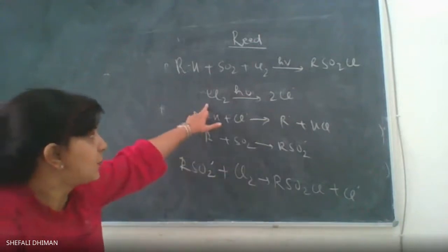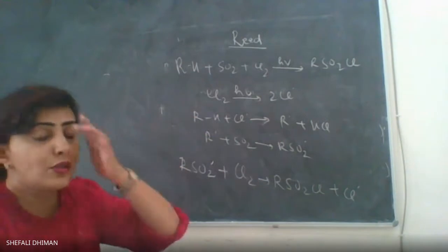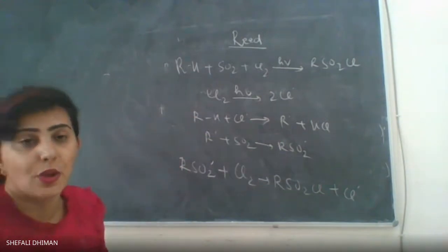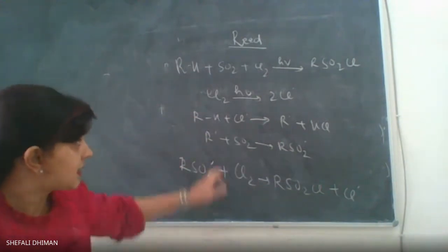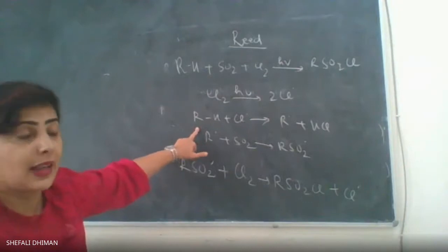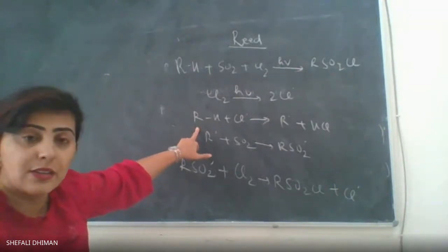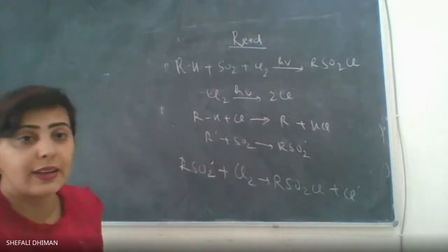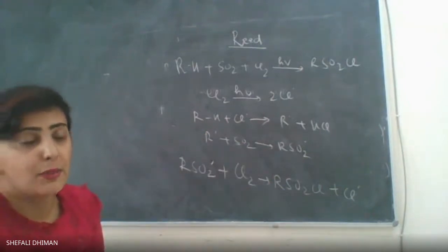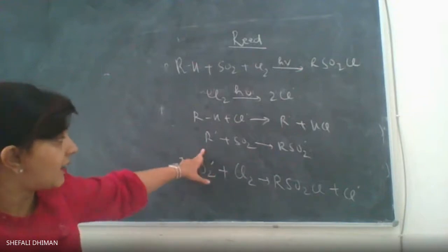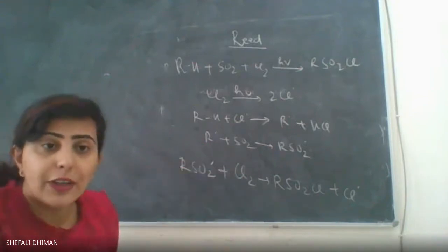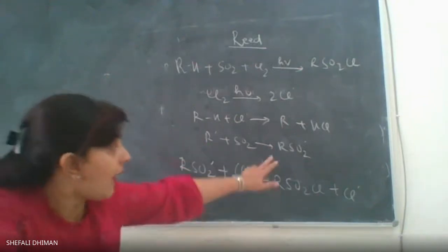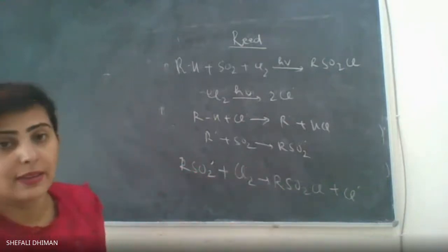In the first step, the chlorine gets converted into chlorine radicals in the presence of sunlight. In the next step, it reacts with the alkane. The chlorine radical generated in the first step reacts with the alkane to form the alkyl radical and HCl as the byproduct. This alkyl radical reacts with sulfur dioxide gas to form the RSO2 radical.